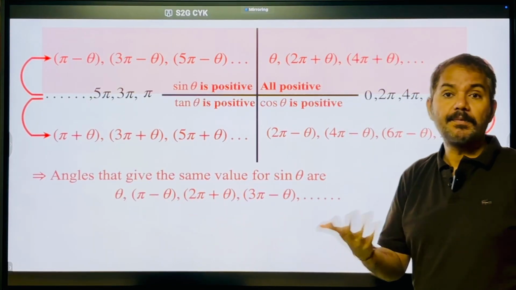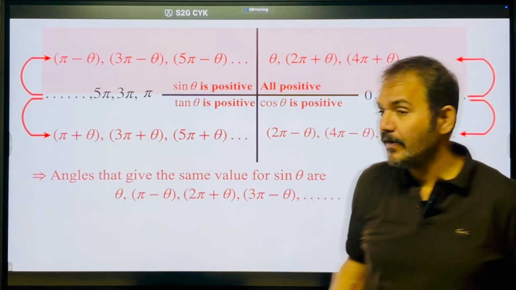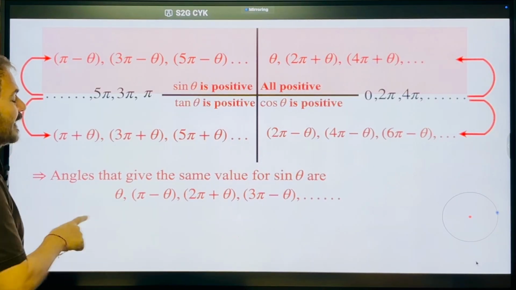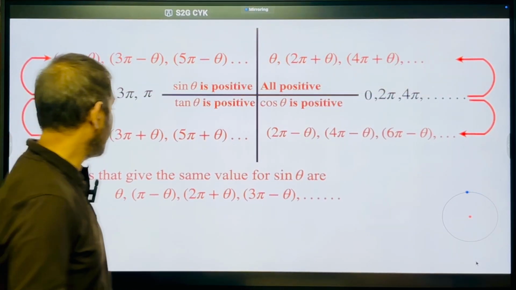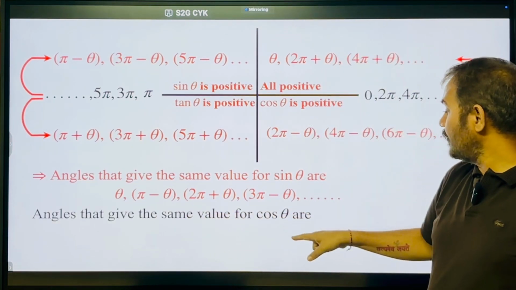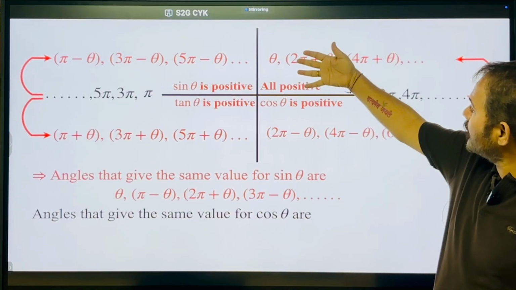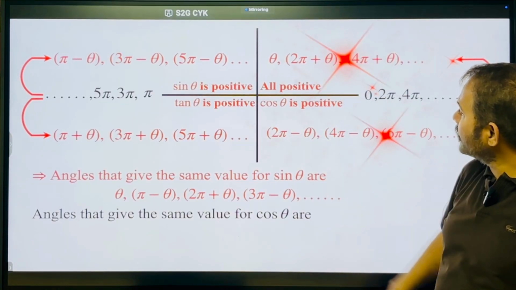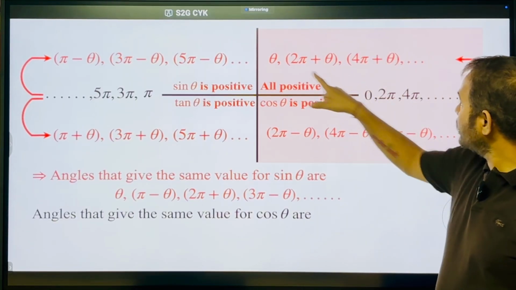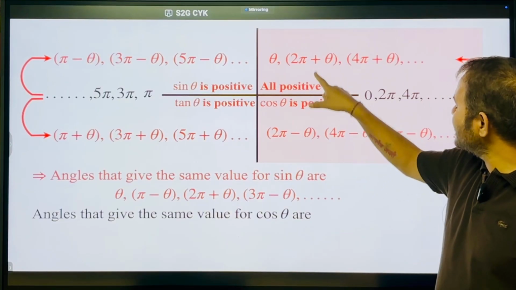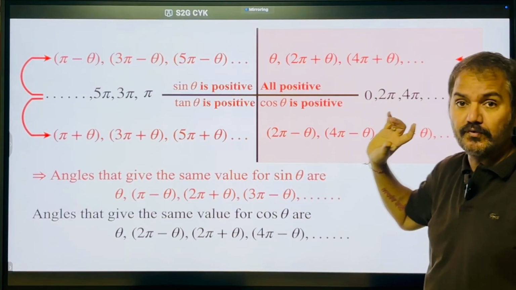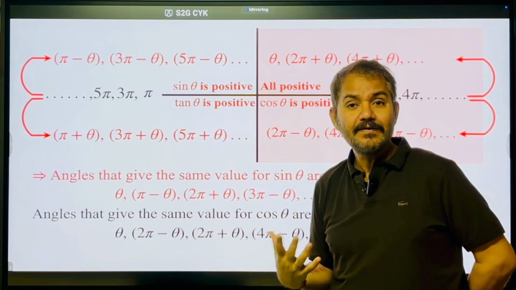So this is how values are repeated in sine when we are talking about positive angles. Remember, we are still moving in the positive direction. When it comes to cosine, what do we get? Angles that give the same value for cos. Where is cos positive? First quadrant and the fourth quadrant. So cos is positive out here. And how do angles behave in these two quadrants? One value is theta. Second will be 2 pi minus theta. Third will be 2 pi plus theta. Then 4 pi minus theta, 4 pi plus theta, and so on. So this is how values of cos are repeated.